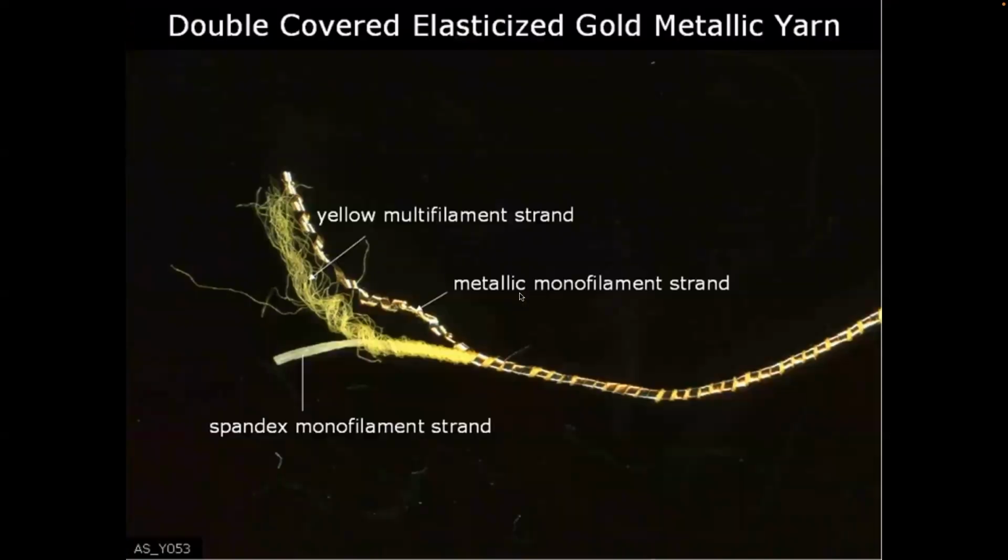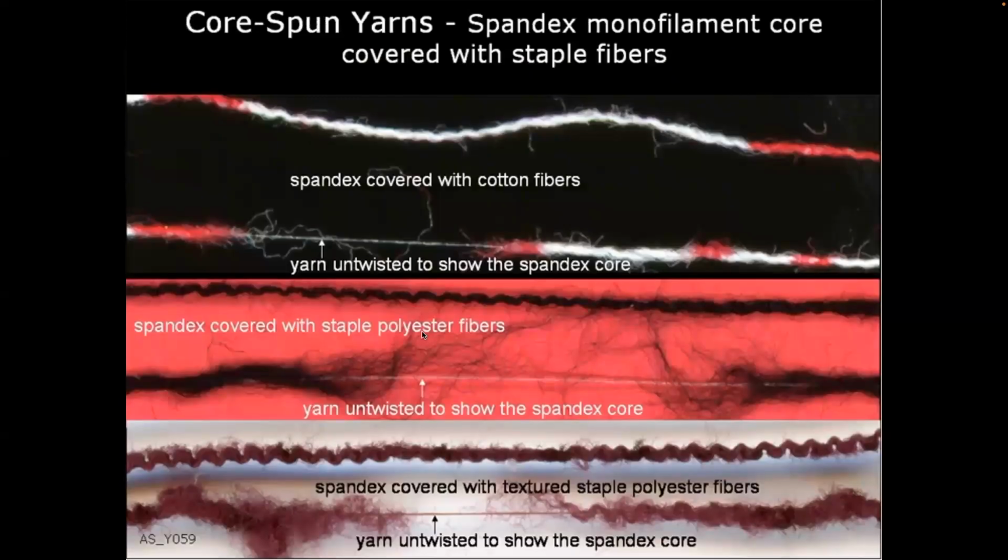This is again a double covered yarn with spandex in the core, polyester around that, and then metallic yarn over that one. So again, this is a covered yarn. Core spun yarns are generally yarns that have a core yarn, and then you use another type of yarn around it, but you spin those yarns together, and that creates a core spun yarn. And this is usually very useful when you're making polyester cotton blends or acrylic wool blends and so on.